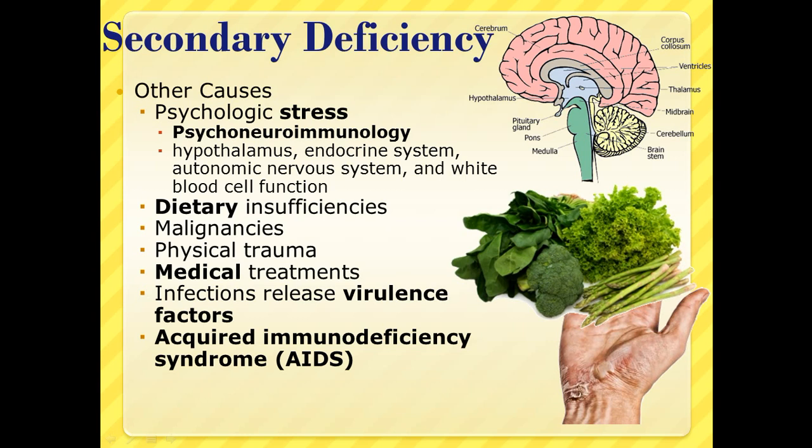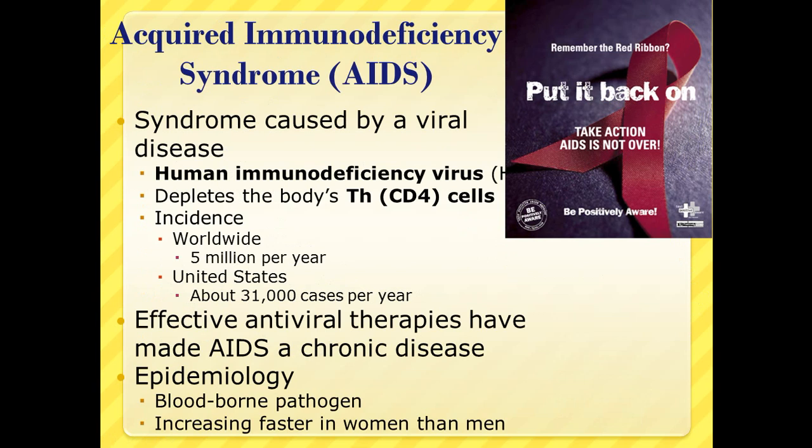Let's see, what else do we have on here? Virulence factors. So how dangerous the actual infector is can have an impact on the white blood cells. And then this last one here, acquired immunodeficiency syndrome. And of course, that's the disorder, I guess. The disease itself that gives you that is the human immunodeficiency virus, so HIV. And that's what we're going to talk about now.